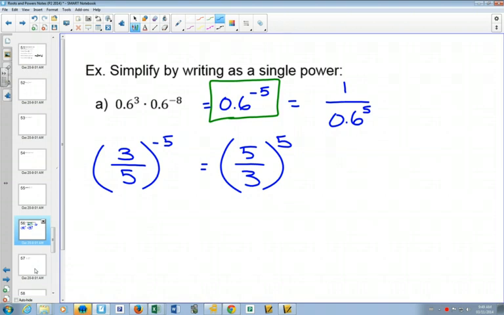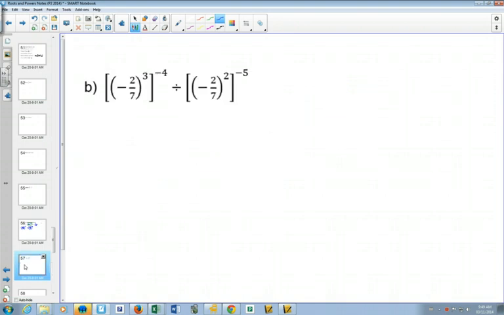I'm not sure about your textbook. Some textbooks always like positive exponents and they'll change it in the answer key to have a positive exponent because a positive exponent is seen as simpler than a negative exponent. But for this, it would be fine to leave it as a negative 5. Again, we're using the same instructions from A, simplify and write as a single power.